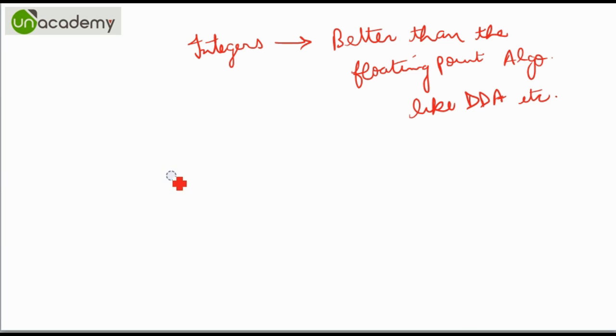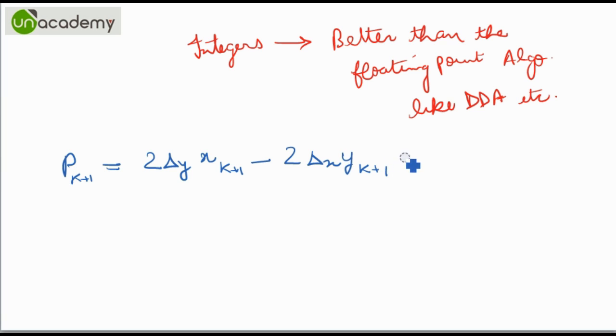So now let us see what a k plus 1th step will look like for a decision parameter. So we will have pk plus 1 equals 2 times delta y x k plus 1 minus 2 times delta x y k plus 1 plus b. Now we see that this term x of k plus 1 is same as x of k plus 1 because we are moving in unit distances.